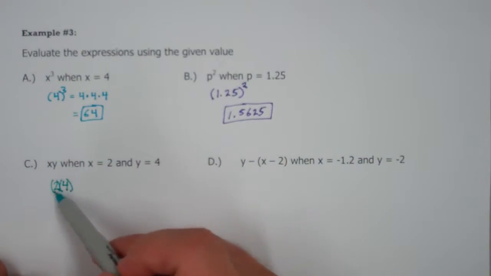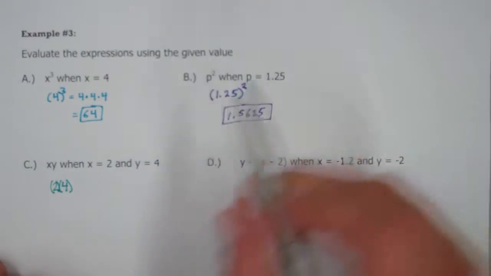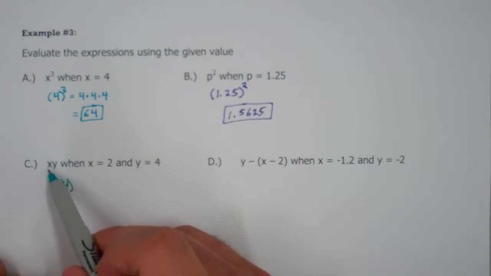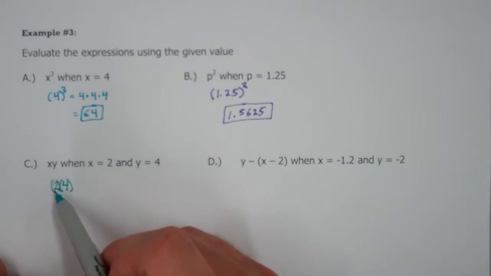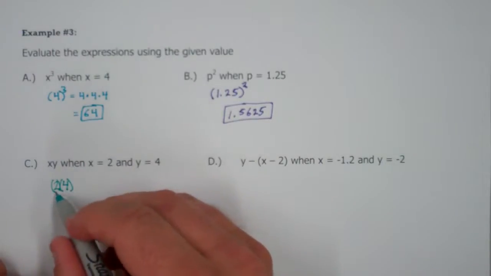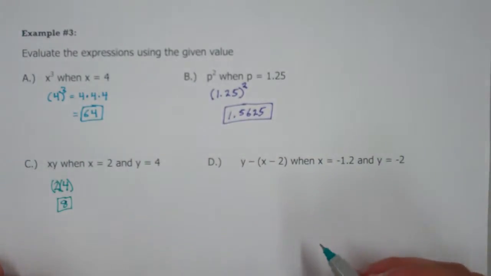If you forget to do that, you might mistake your answer for being 24, when really this expression means a variable x times the variable y. So the variable x is 2 times the other variable y, which is 4. When we perform this operation, we get 8.